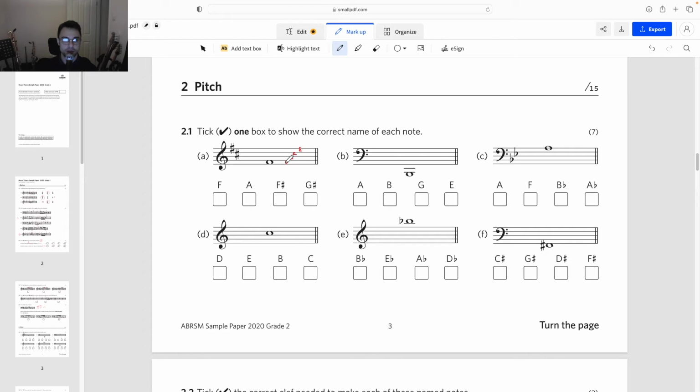But it's not an F. It's in fact an F sharp because of the key signature over there. It's making it an F sharp.